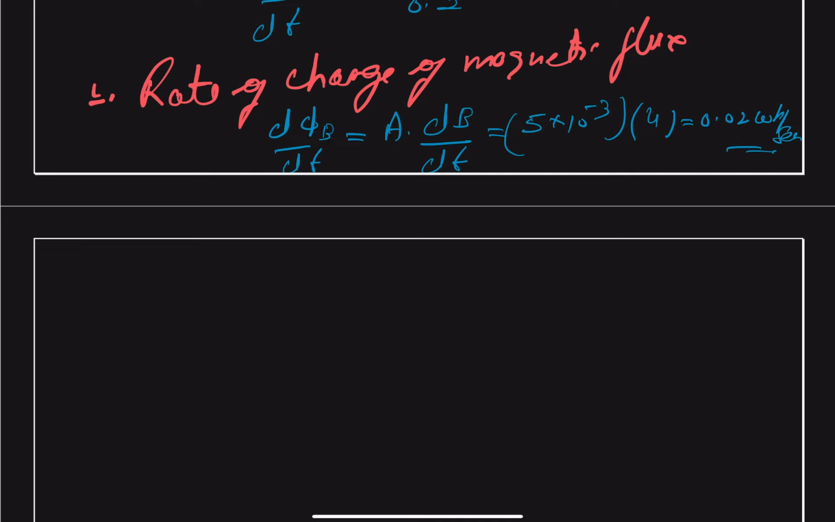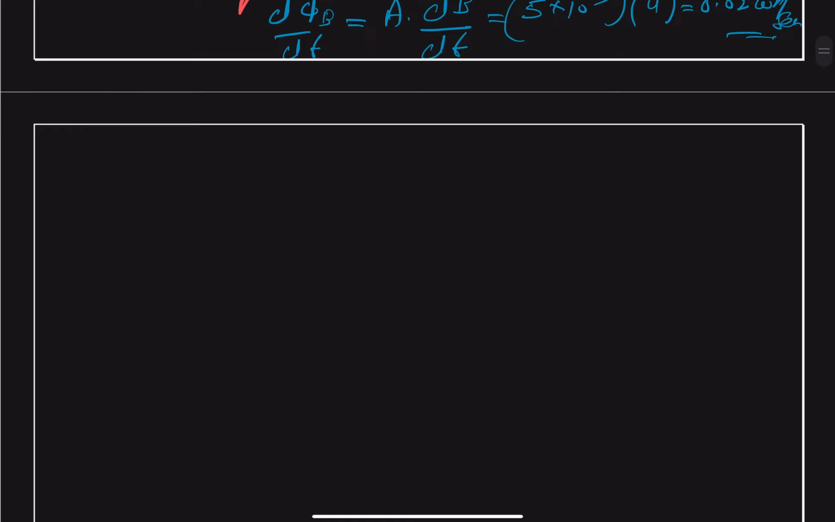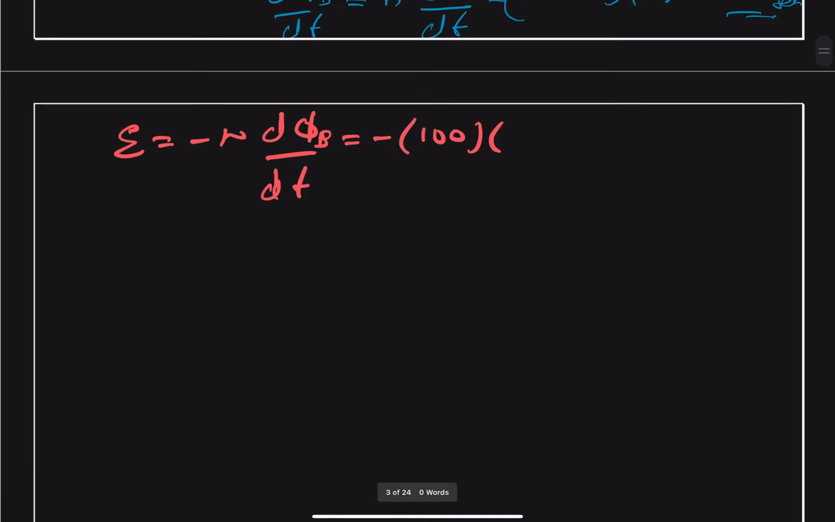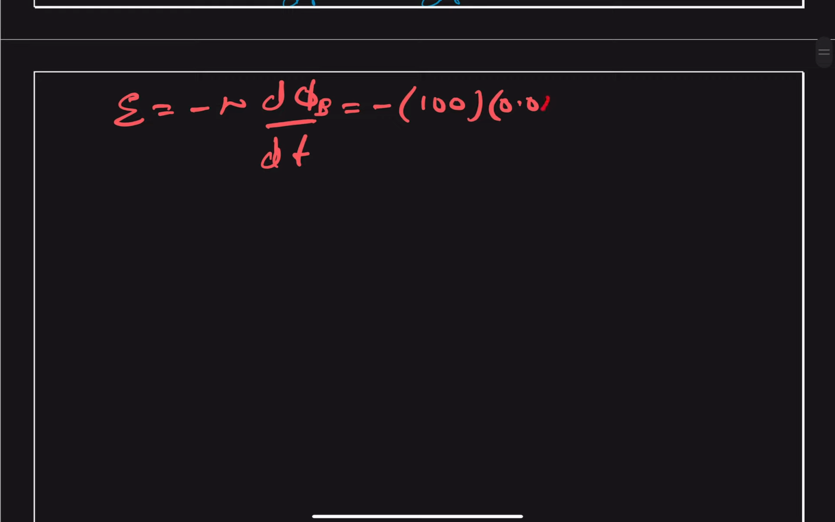Now we can find out the induced EMF, which is our minus N dφ/dt. Number of turns are given, 100. We just found out the rate of change of flux is our 0.02, and this comes as minus 2 volts.